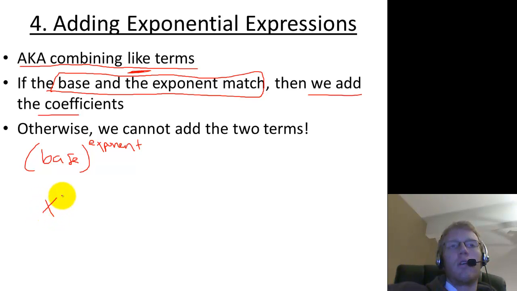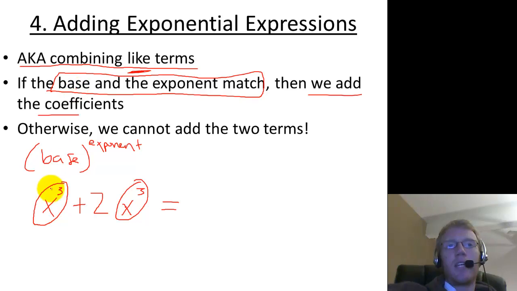So let's do x to the third plus 2x to the third. Okay? The base is x, and the exponent is 3. So here I've got x to the third, and here I've got x to the third. And so they match. The base is x in both cases. The exponent is a 3 in both cases. So the base and the exponent match. We add the coefficients. Well, this one doesn't have a coefficient, so automatically the number in front is a 1. So 1 plus 2 equals 3, and I have 3x to the third. So we add the coefficients and keep the base and exponent the same.